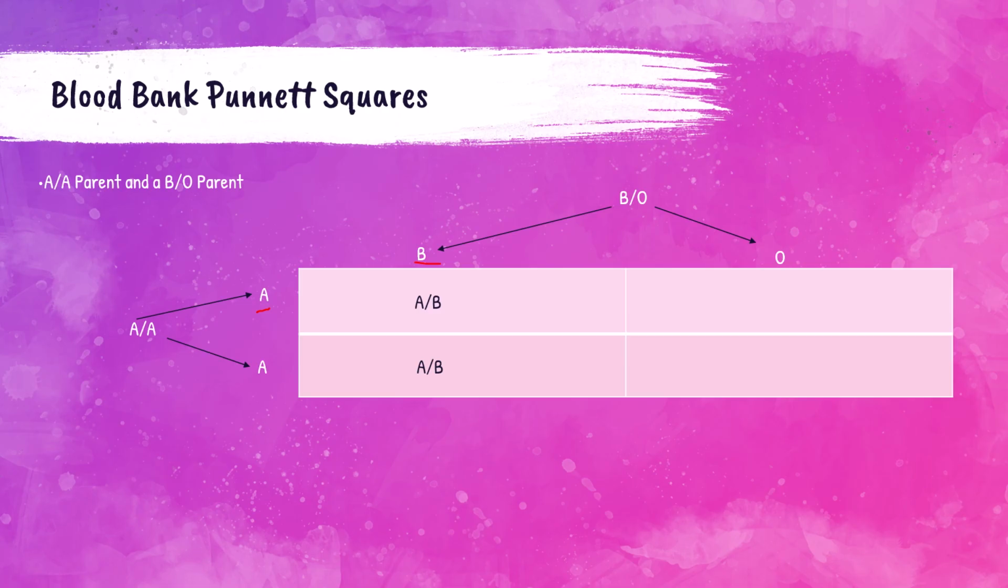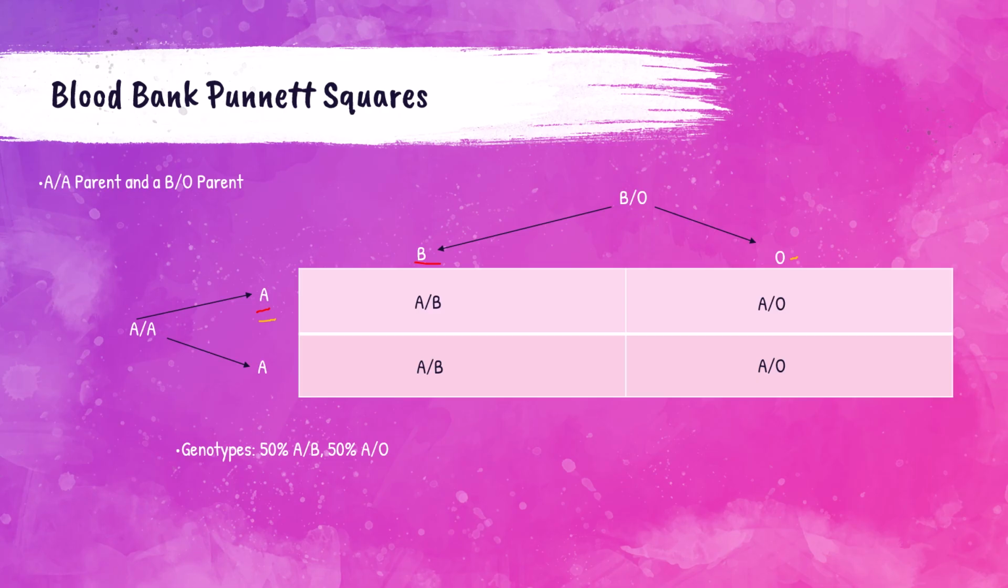Let's do that top right-hand corner. It's going to be a combination of this A and this O, correct? So what's that going to give us? A/O. And then the bottom right-hand corner, again, A/O. So genotypically, we are going to have 2 out of 4 A/Bs, so that's 50% A/B, and 2 out of 4 A/Os. So 50% A/B, 50% A/O.